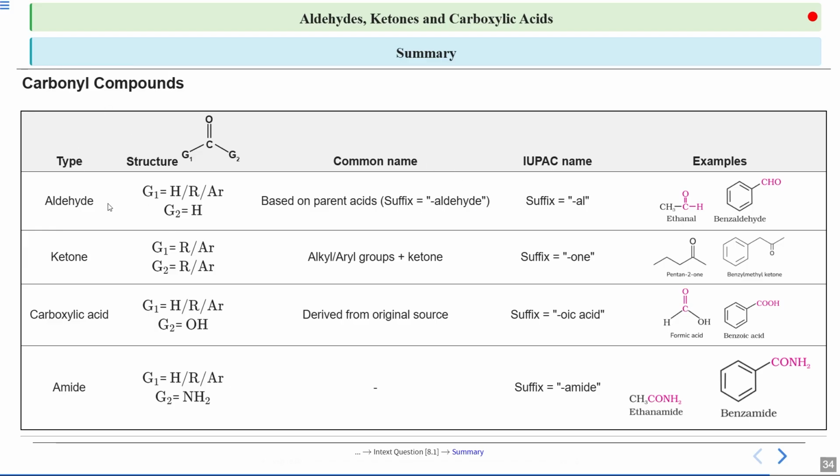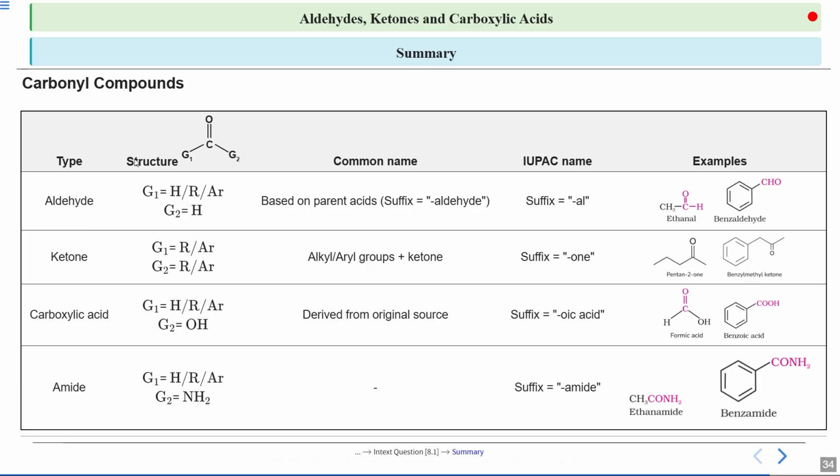Next, we talk about ketones. In case of ketone, this G1 will be an alkyl group or an aryl group. And this G2 can also be an alkyl group or aryl group. How do you write the common names? You write the names of the alkyl and aryl groups in alphabetical order. And at last, you write the word ketone. For the IUPAC name, the E of alkane is replaced by one. So the suffix one is used. Like look here, it is pentan-2-one, and this is benzyl methyl ketone.